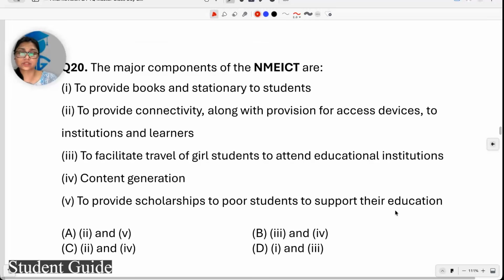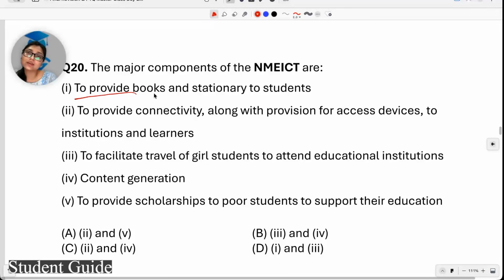So next question for this session, I think this is the last question because we are taking 10 questions for a particular session. This is kind of a quick capsule so that you can get it before the exam. So question number 20, the last question of this session, it is saying the major components of the NMEICT are. You need to find the correct options from here. So quickly checking the options given.